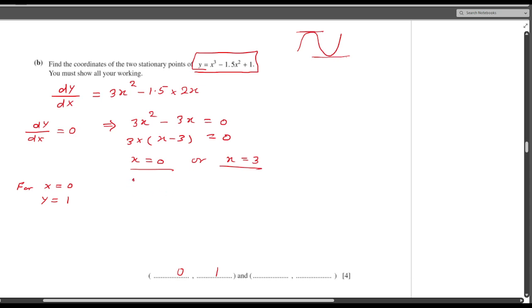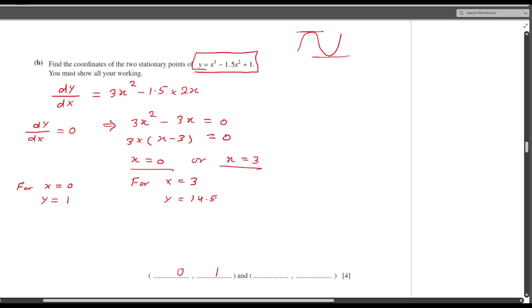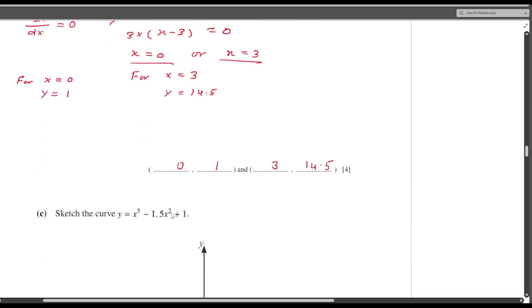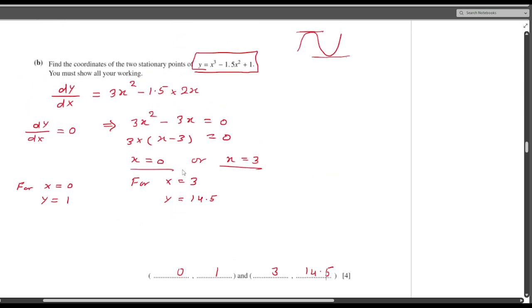Now for the other point, for x equal to 3. If you put x equal to 3, it is 3 cube which is 27, minus 3 square, 9 times 1.5, and then plus 1. So the answer is 14.5. So for x equal to 3, y is 14.5. Done. So for 4 marks I have to work out the stationary points.